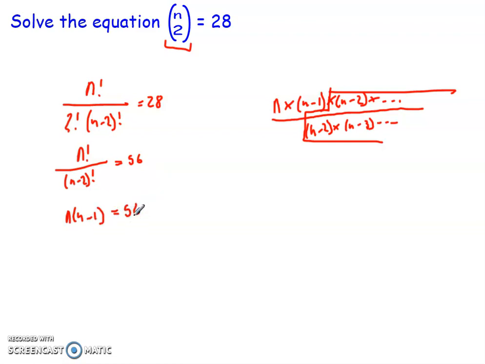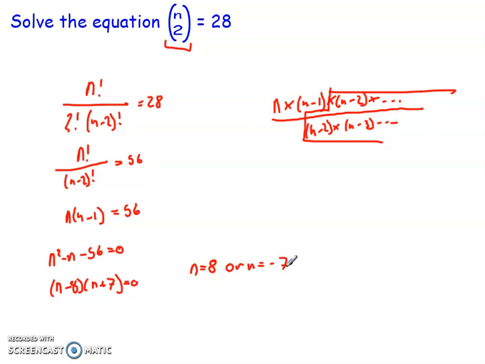Now n(n minus 1), if I multiply that out, that's an n squared, it's a quadratic, and we know to solve a quadratic, we get everything on the left, so n squared minus n minus 56 equals 0. Get it equal to 0 and then solve it. You can use the quadratic formula, or you can use everyone's best friend of factorising. In this case, I'm just going to simply factorise it, and I get (n minus 8)(n plus 7) equals 0. So from that, I get the solution that n equals 8, or n equals negative 7.